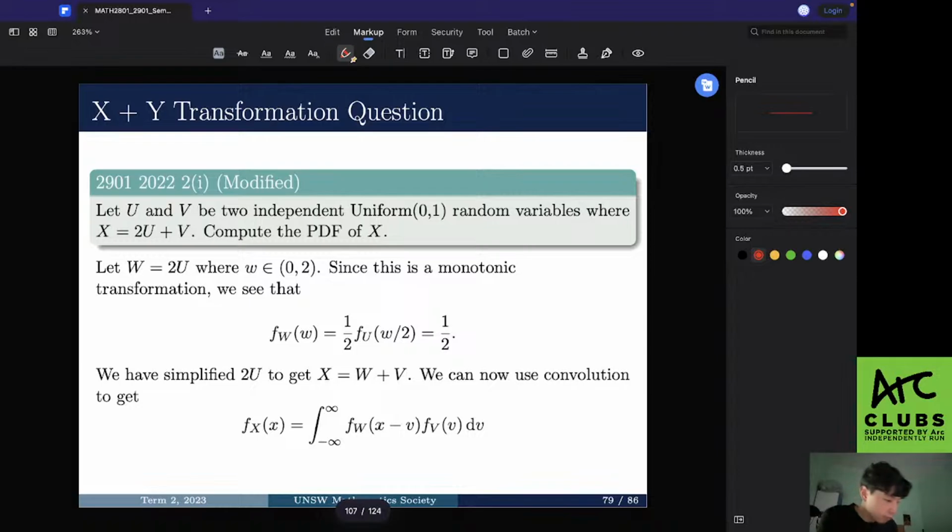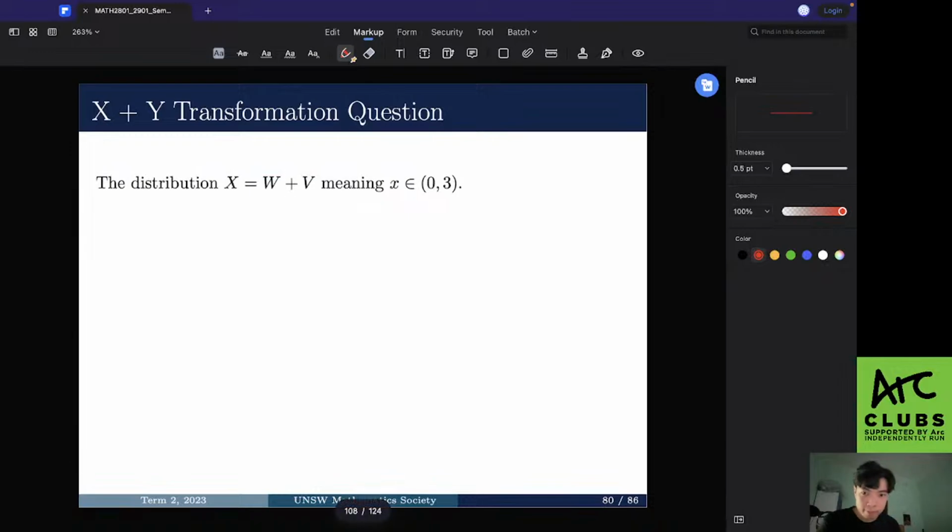So, now that we've simplified 2U to a W, we get X is equal to W plus V, so we can use the convolution formula, which is f of X is equal to this integral right here, where we multiply f of W, where the input is X minus v, and f of V, where the input is v. So the first thing I need to note is, for the distribution X, we're summing up a distribution W, which has a range 0 to 2, and a distribution V, which has a range 0 to 1. So the total range for X is 0 to 3.